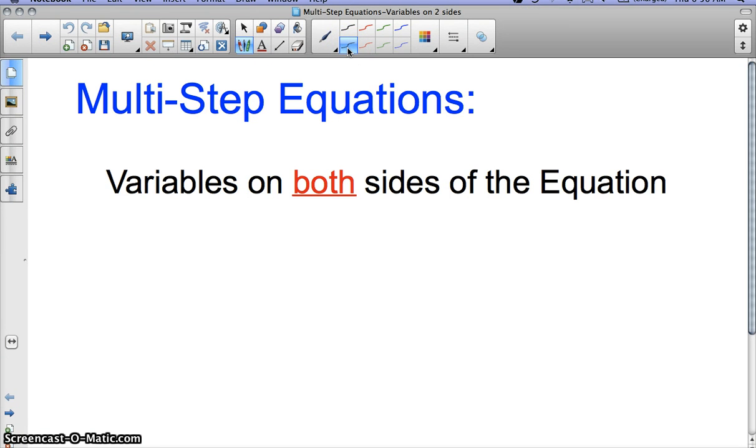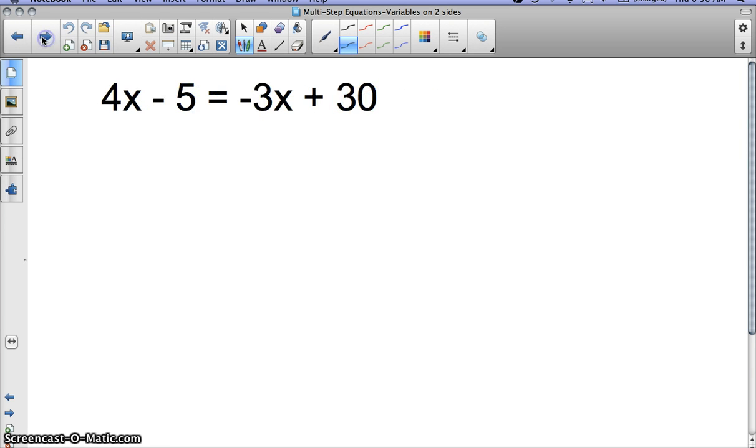Today we're going to talk about multi-step equations, and in particular we're going to talk about equations that have variables on both sides. So, let's jump right in. If I give you the equation 4x minus 5 equals negative 3x plus 30, first question we need to ask ourselves is this: which side has more of my variables, or has the greater number of variables? Is 4x greater than negative 3x? Well, that one's pretty obvious that yes, 4x is greater than negative 3x.